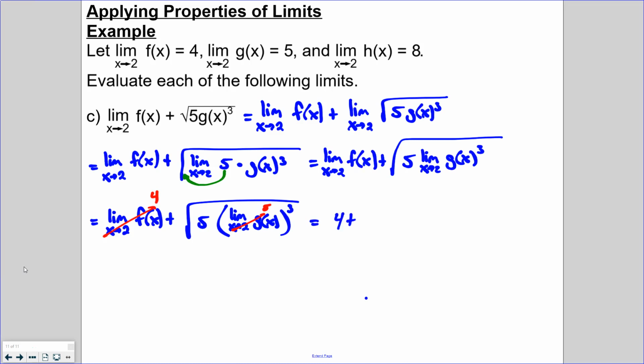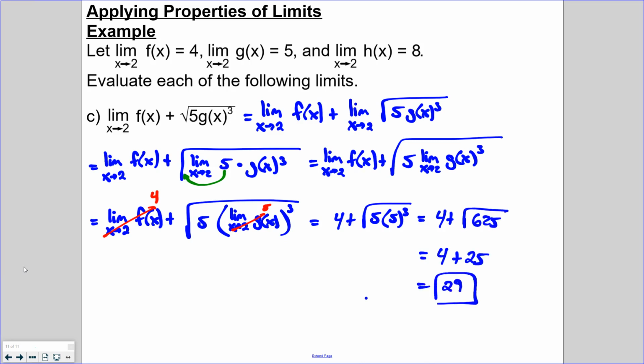Leaving us with 4 plus the square root of 5 times the quantity 5 cubed, which is going to be 4 plus the square root of 625, which will be 4 plus 25, giving us a final solution of 29. And there you have it, folks. Properties of limits.